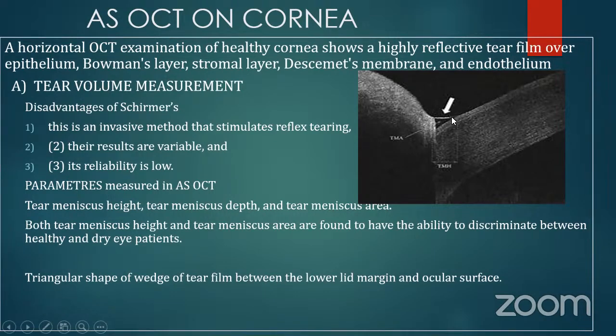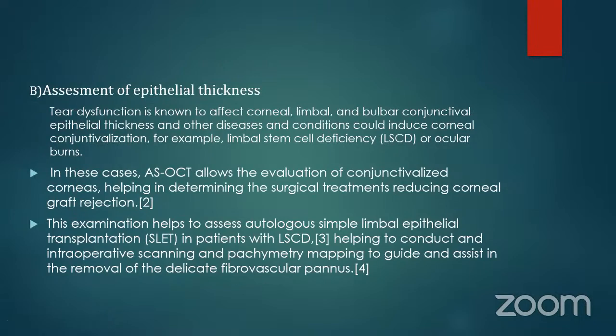This is a triangle which we see in ASOCT. So the tear meniscus height can be seen, and the tear meniscus area and depth can be assessed with almost complete accuracy. And hence with the tear meniscus height and area, we can differentiate between healthy and dry eye patients. Then there is assessment of epithelial thickness, which is also seen to be varying in cases of dry eye patients.